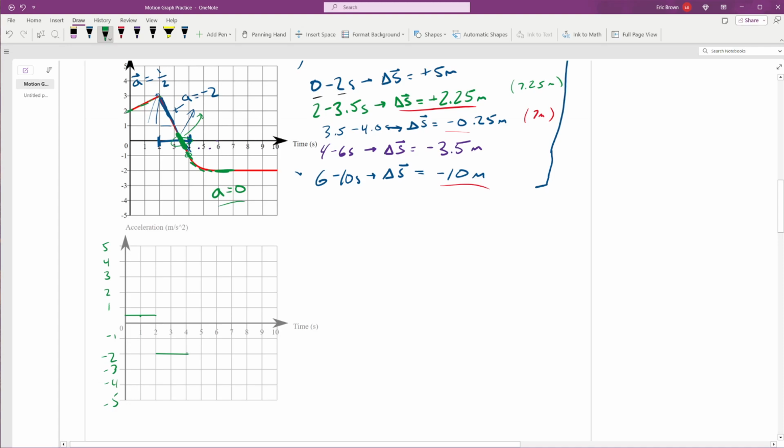So my acceleration goes from -2 to a little bit less extreme, getting closer to 0. I'm at 0 acceleration by 6 seconds. From 6 seconds on, I've got an acceleration of 0, so I'm going to do another horizontal line here at the end. And so I just need to connect them.